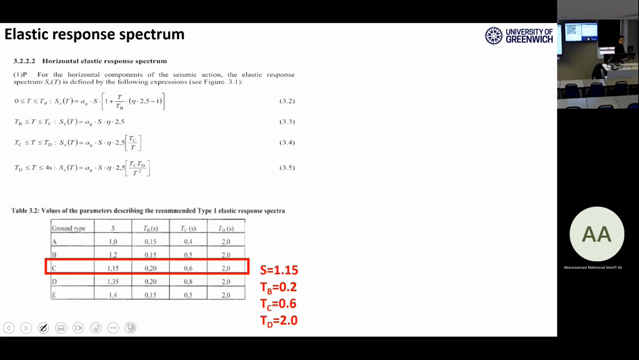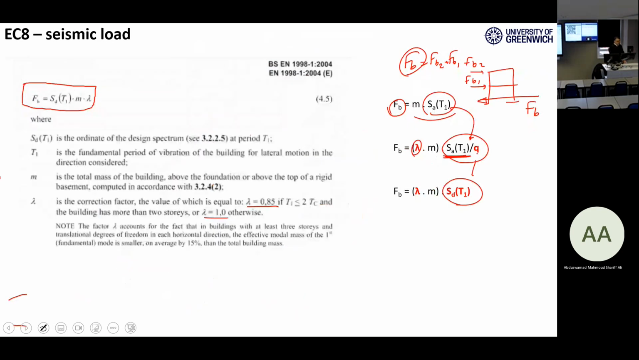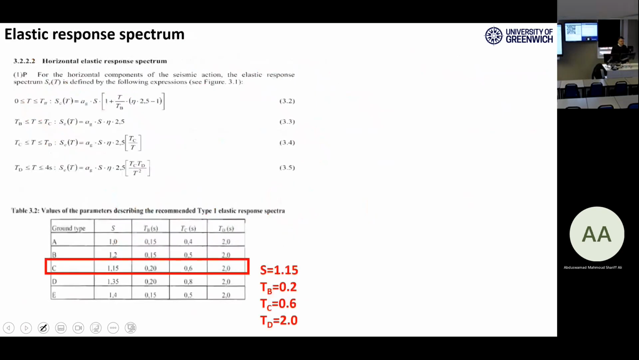And these are 4 formulas. I showed you this last week, if you remember. These are 4 formulas which help you to come up with your spectral acceleration. These 4 formulas provide you with SAT1. We figured out how to calculate Q based on those tables. This SAT1, which is a function of T1, we already have T1. This SAT1 comes from here.